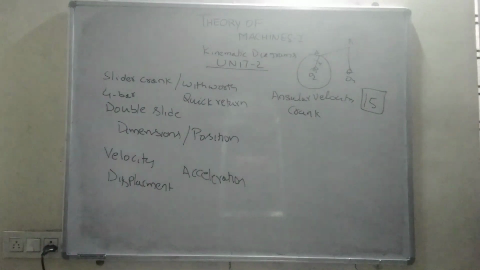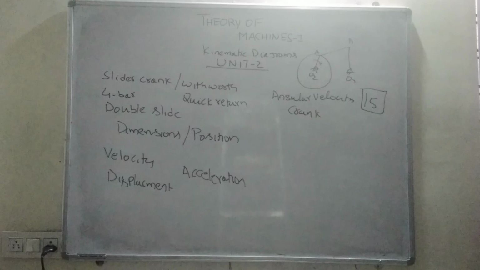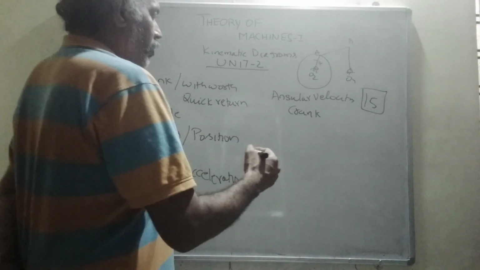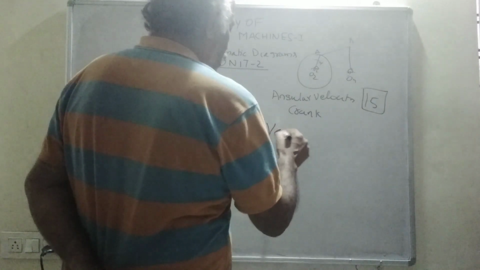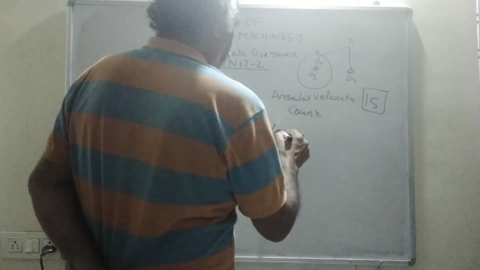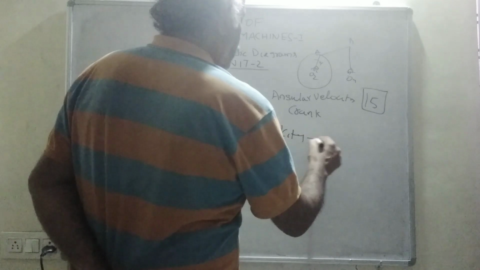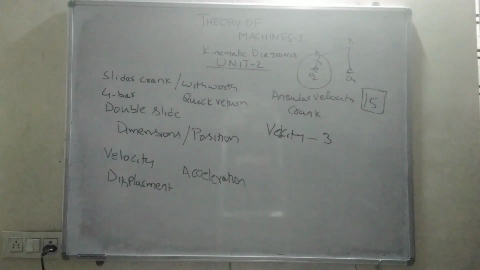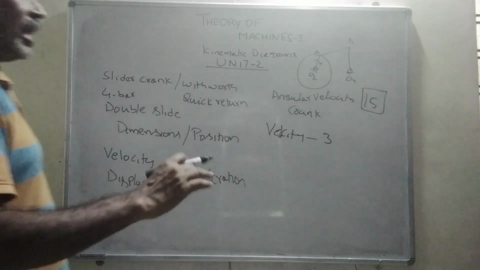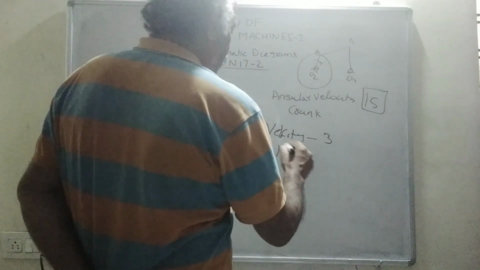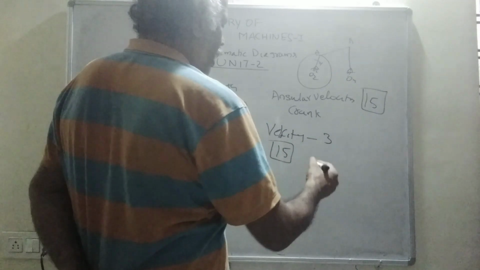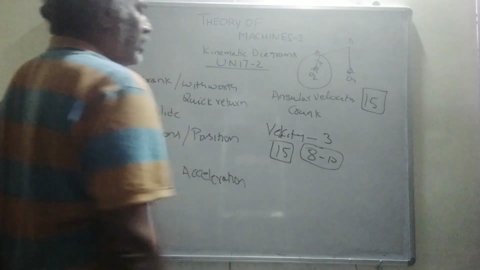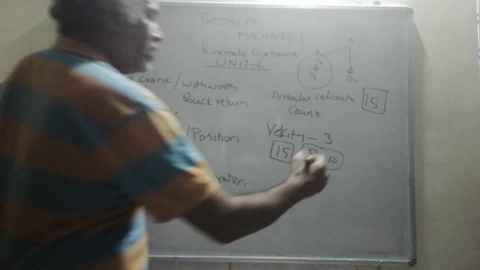15 different mechanisms you can work out, and you can start with velocity diagrams. For velocity diagrams you can take some 3 classes. 3 classes you can take for velocity diagrams, and you can study all 15 mechanisms in these 3 classes, or at least 8 to 10 mechanisms you can cover in these 3 classes, each of 15 minutes duration.